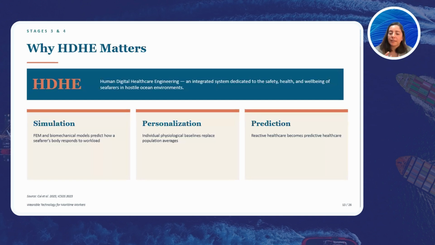Then we have prediction. This is a leap from reactive to predictive healthcare. With enough data and a well-trained model, the system can flag risk before a symptom emerges. That is a real value proposition: not just measuring, but also anticipating something that could happen.